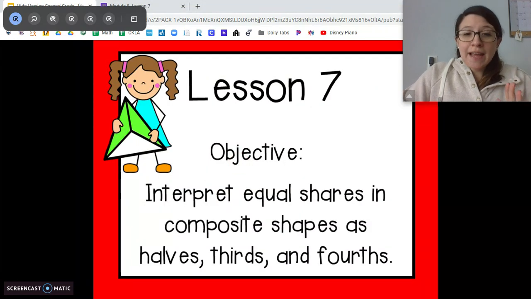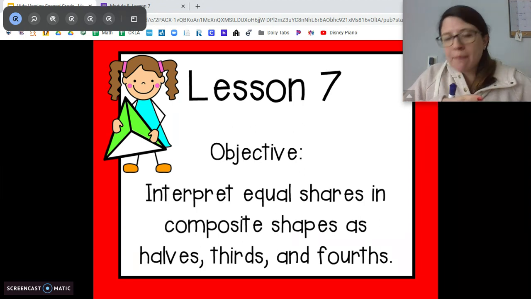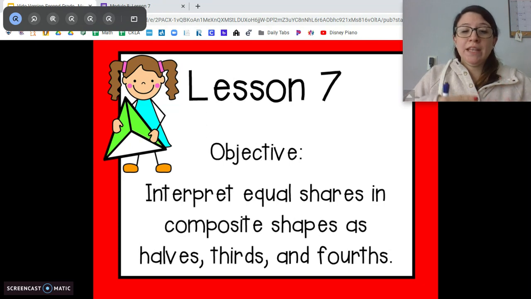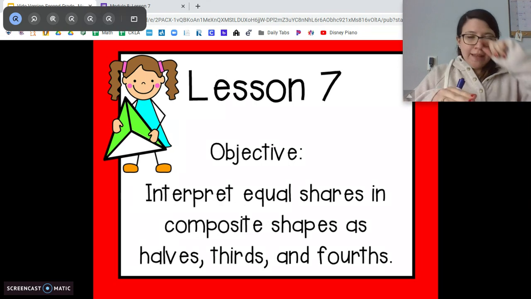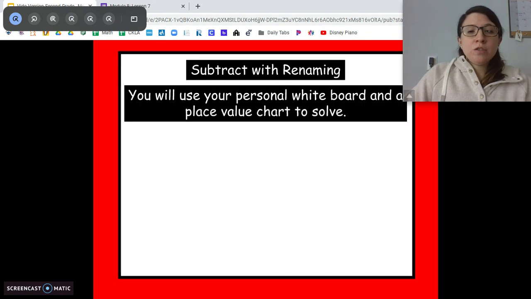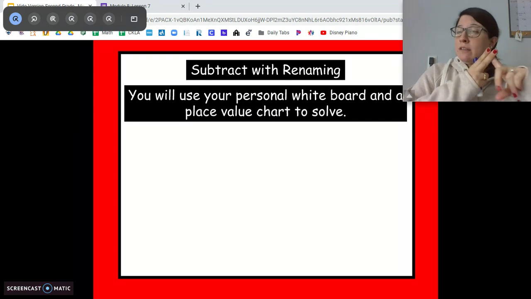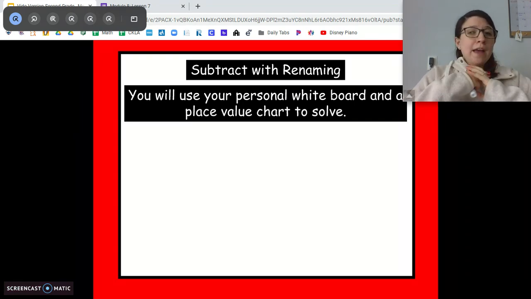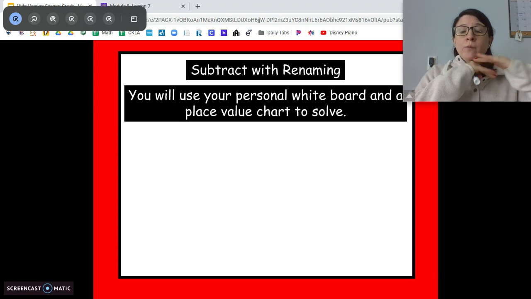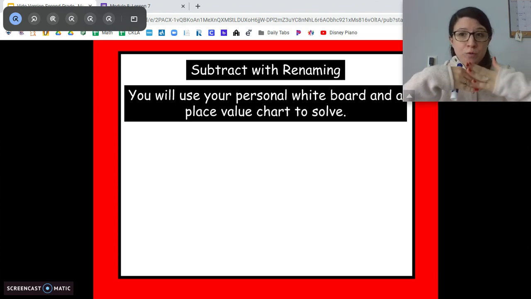So our lesson today is going to be breaking down our composite shapes that we've learned, so our triangles, our trapezoids, our squares, into equal halves, thirds, and fourths. And I'll show you what that means in a little bit. What I want us to do to start is to practice our subtraction. You can solve these problems using a place value chart, using the vertical method, using number bonds, whatever way works best for you. I want you to take a minute and review how to do our subtraction.